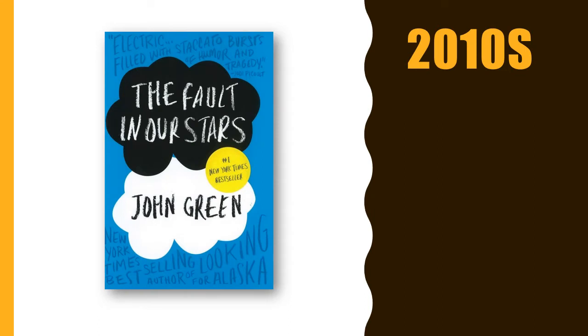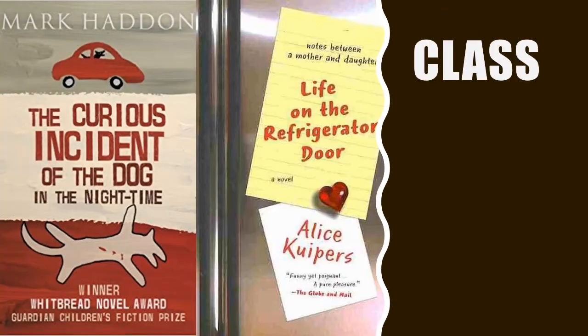And then the 2010s brought tears to our eyes with some amazing works from, among others, John Green. The Fault in Our Stars is an amazing read and also a very good option for higher year pupils in secondary schools. For our class, we are going to discuss The Curious Incident of the Dog in the Nighttime by Mark Haddon and Life on the Refrigerator Door by Alice Kuipers. Make sure you have read the novels before the corresponding classes. This is a requirement for all the classes you attend for this course, so keep up with the required reading list.